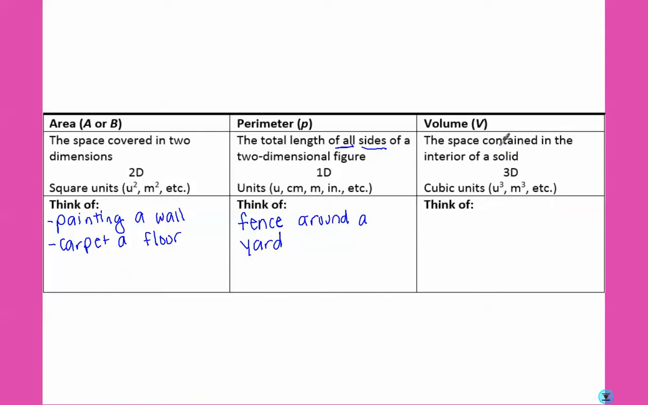Volume is the space contained in the interior of a solid. It is three dimensions, so it is units cubed or meters cubed, etc. With this one, you can think of filling a container, how much it can hold, or liquid in a cup, or how much water is in a pool.